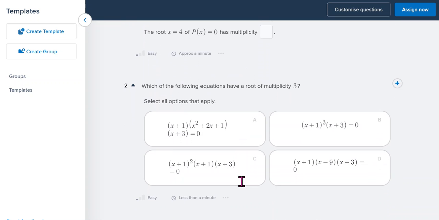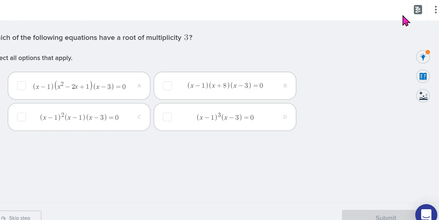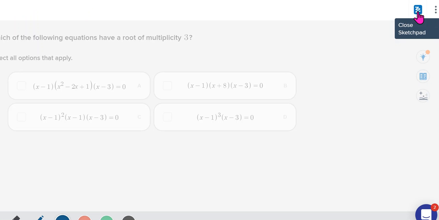All right, let's do question number 2. Okay, now I'm going to try this question here so that we can work it out. Okay, which of the following has a multiplicity of 3? Okay, multiplicity of 3, which means that if you were looking at this visually, it would have this flattened concave down to concave up shape.